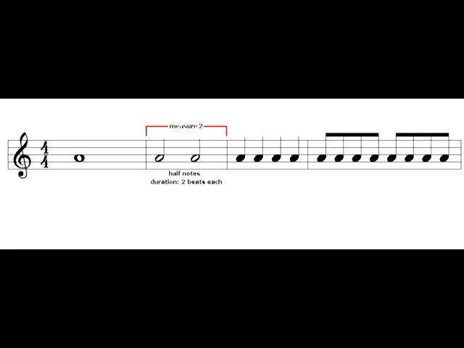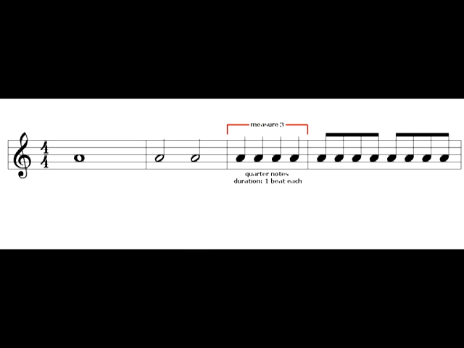Measure 2 contains 2 half notes. Each half note lasts or has a duration of 2 beats. The first half note is played on the first beat of the measure, and the second note is played on the third beat of the measure. 1, 2, 3, 4.